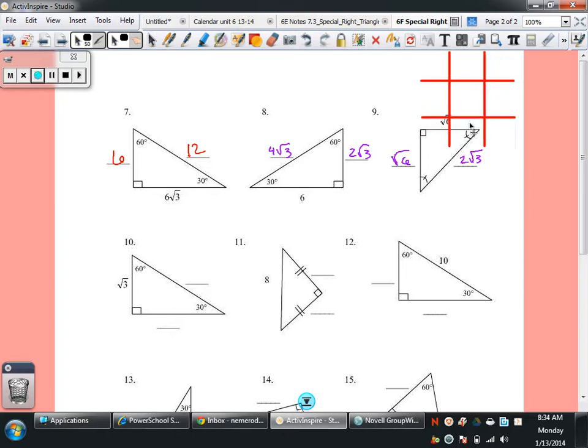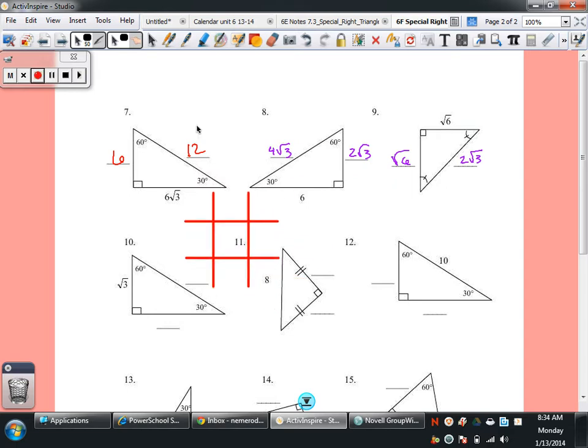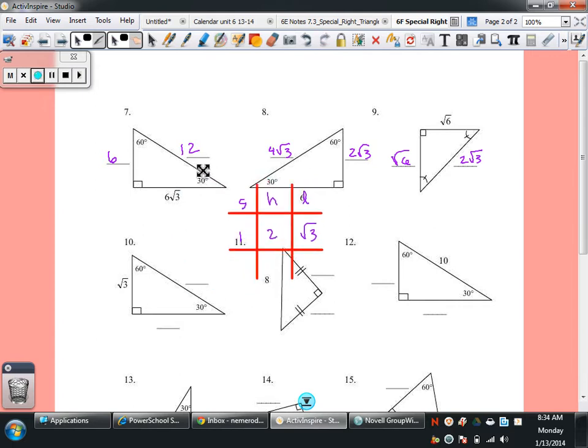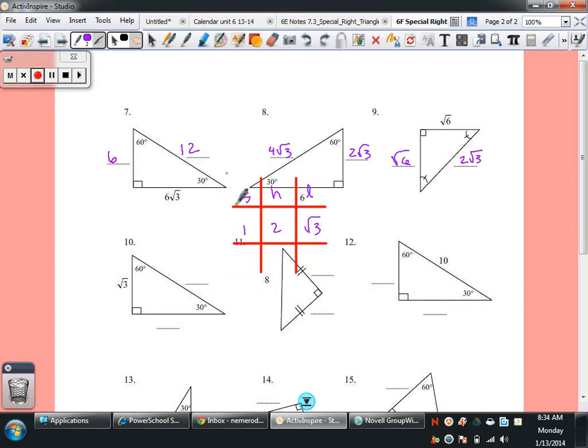Number 10 is a 30, 60, 90 triangle. S, H, L, 1, 2, square root of 3. That's going to bother me. So let's see, the short side is square root of 3. Let's move this over a little bit, give us some room to work. The short side is square root of 3. So we know that the hypotenuse right away is double that. So, you know, these are x and y, but 2 times the square root of 3 is just that. It's 2 times the square root of 3.